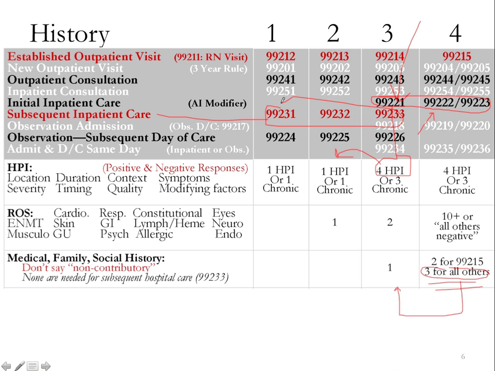So make sure you hit on 4 HPI variables and all 3 of the medical, family, and social history if you're going to be billing an initial inpatient care service.